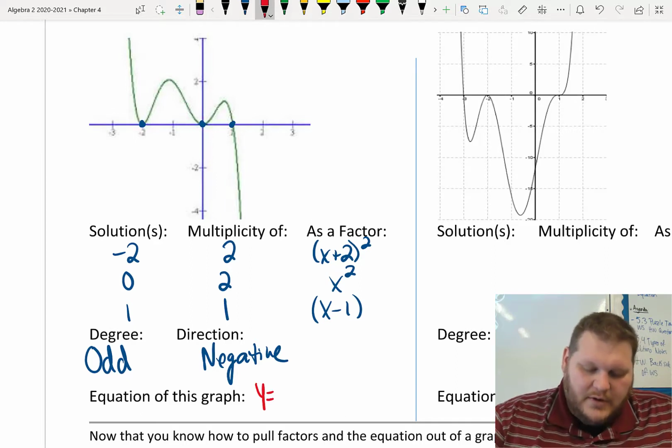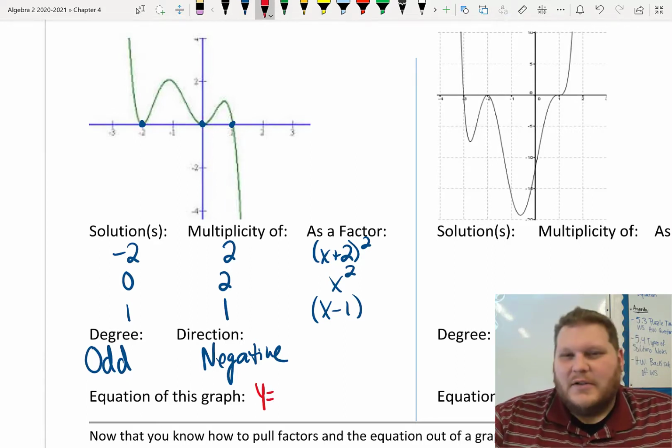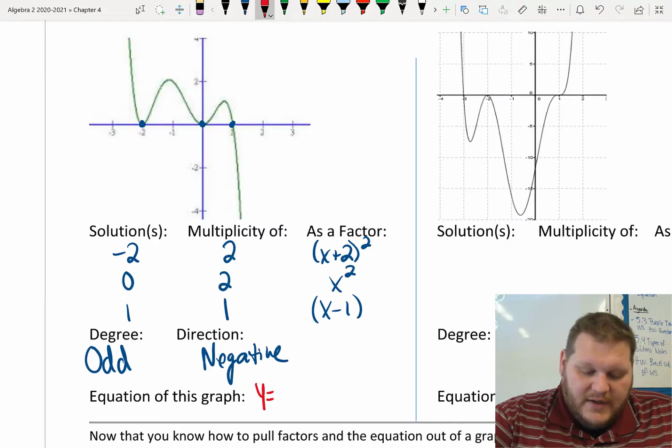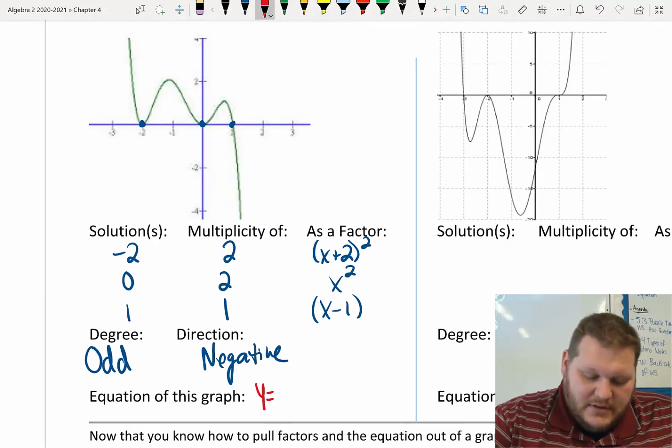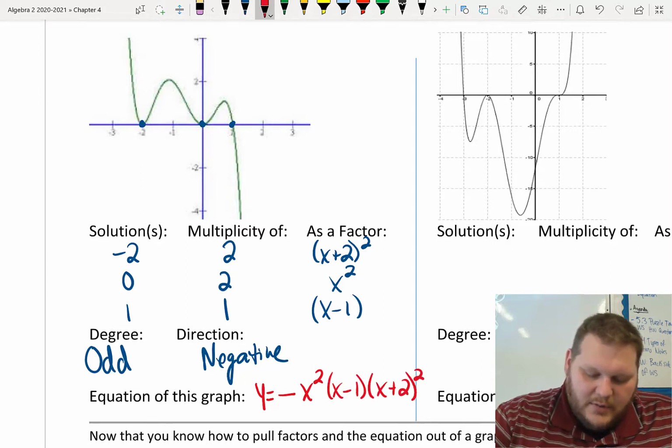So y equals, or f of x equals. I need my direction to be negative, and all three of these are positive leading coefficients. So I'm going to have to just add in that negative out in front. So negative x squared, x minus 1, x plus 2 squared.